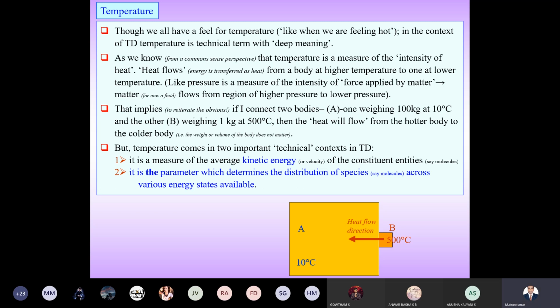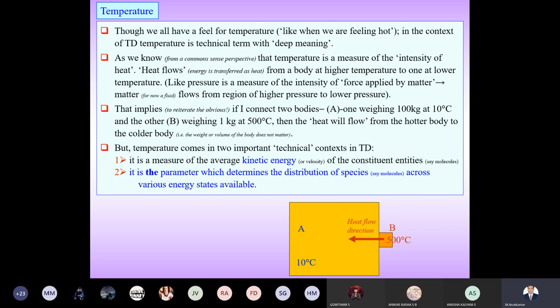Temperature is a property of a system. Though we all have a feel for temperature, in the context of thermodynamics, temperature is a technical term with a deep meaning. Normally in general we use temperature, but thermodynamic temperature is different. It's a technical term. So we will look at that.